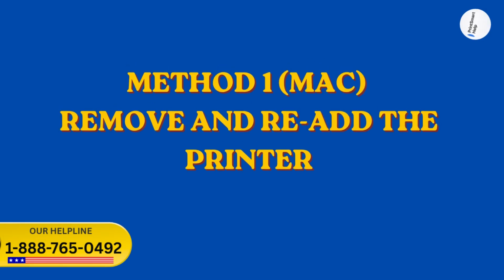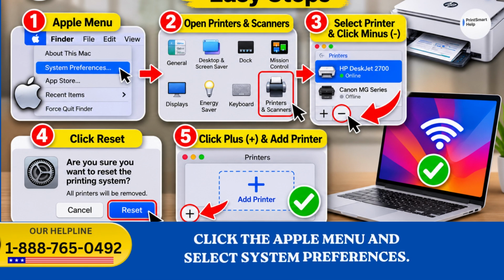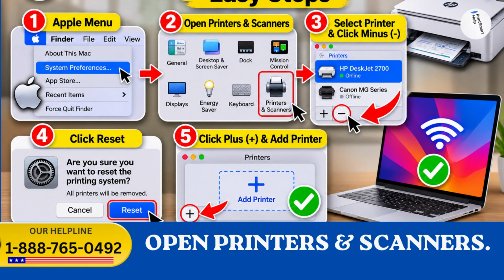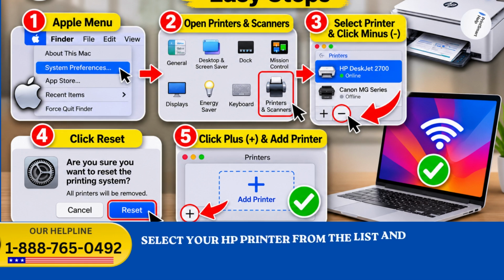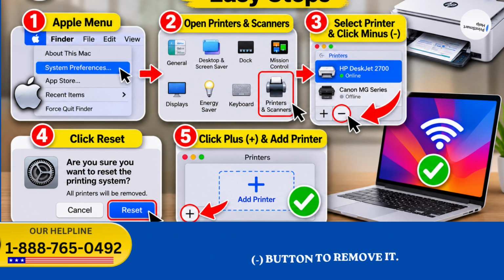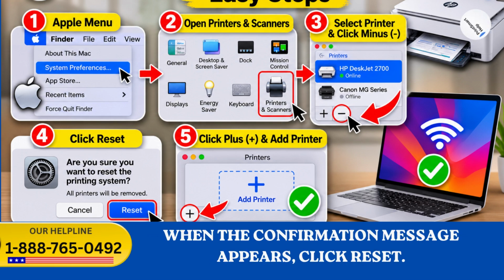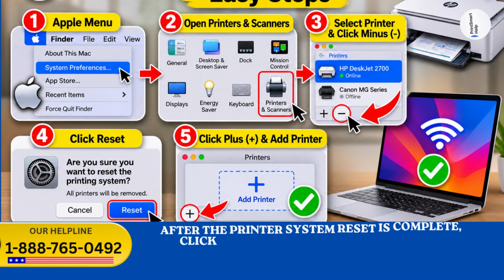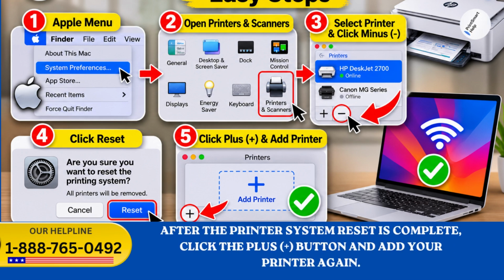Mac Method 1. Remove and re-add the printer. Click the Apple menu and select System Preferences. Open Printers and Scanners. Select your HP printer from the list and click the minus button to remove it. When the confirmation message appears, click Reset. After the printer system reset is complete, click the plus button and add your printer again.